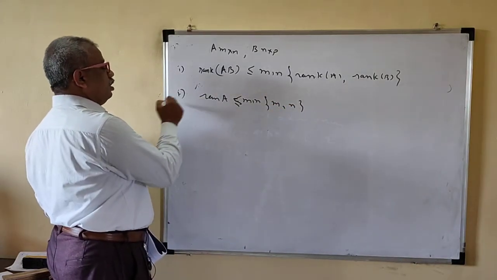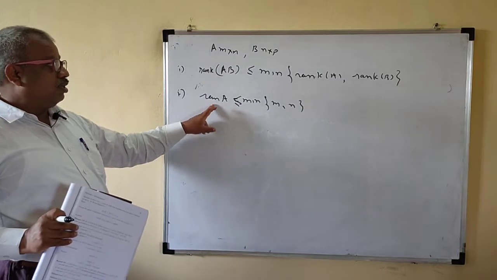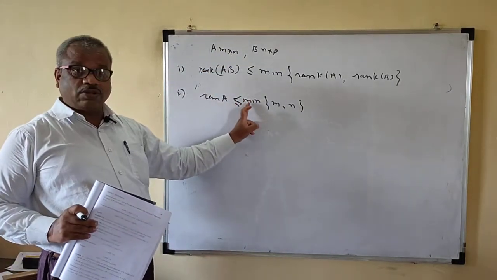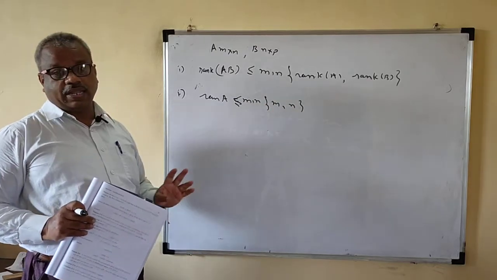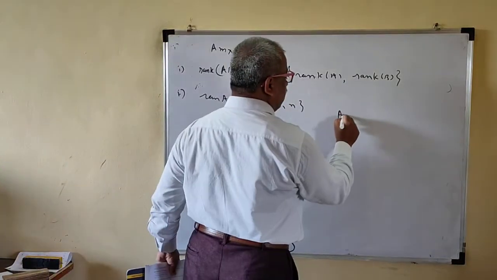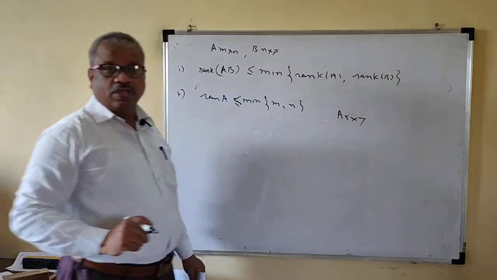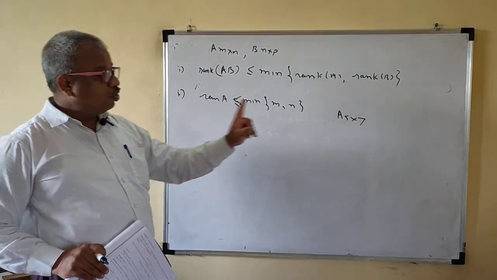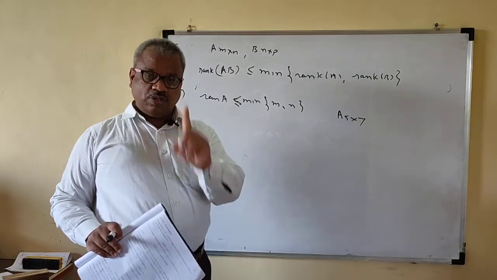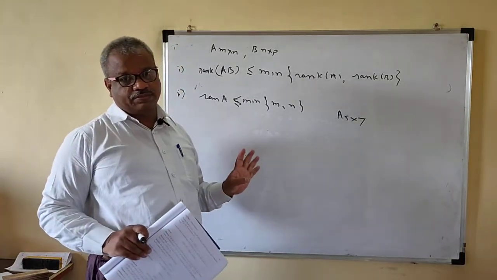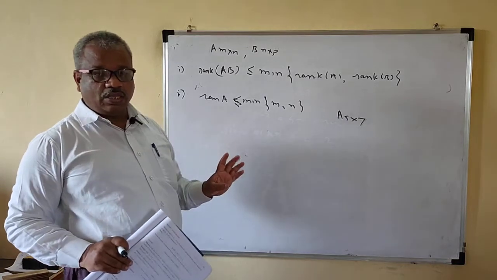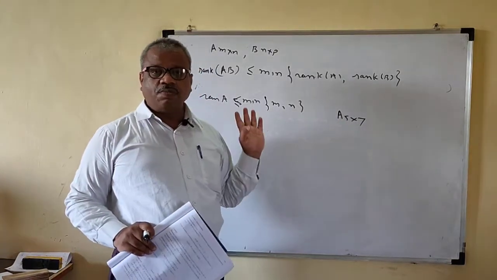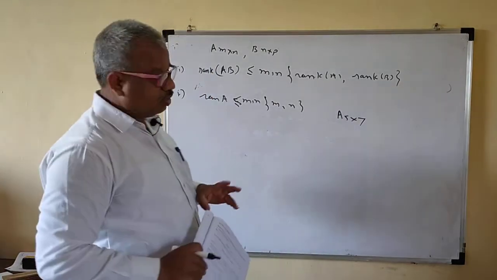This is one note, this is the second note. This is very important. Okay, if A is an m by n matrix, the rank of A is always less than or equal to the minimum of m and n. So that means if your A is 5 by 7, the rank will not be more than 5. Note that. So the rank is 5 or less than 5. Who is the minimum? 5 is the minimum. Okay, so this is the important thing.